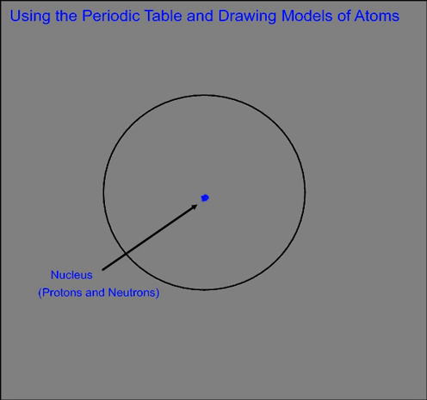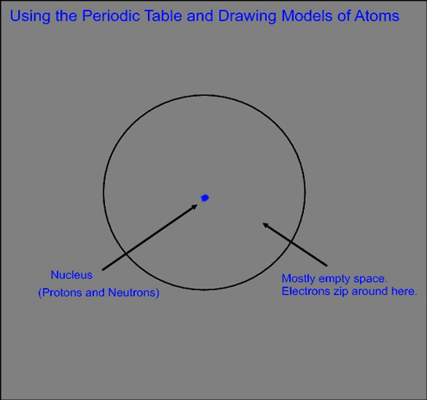Now, the nucleus contains smaller subatomic particles called protons and neutrons. The protons have a positive charge, neutrons are neutral or have no charge. Now, zipping around the outside of the nucleus are electrons. Electrons have a negative charge.